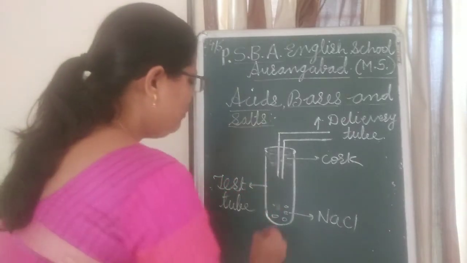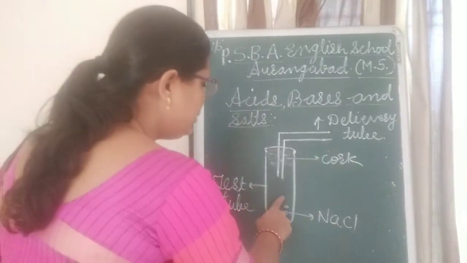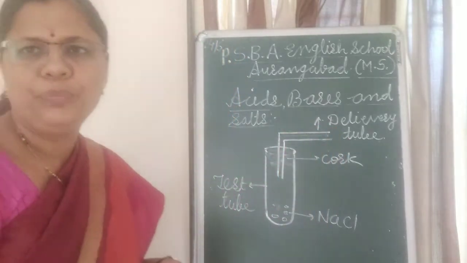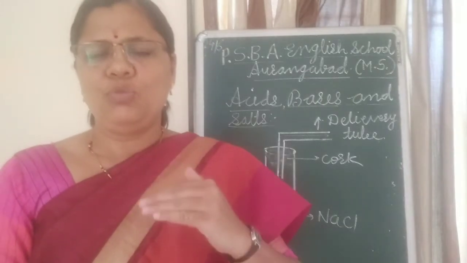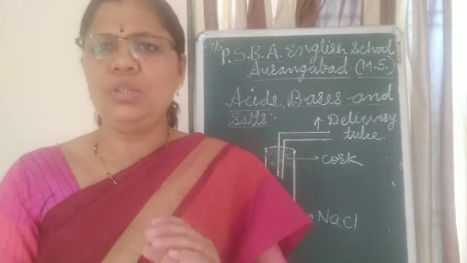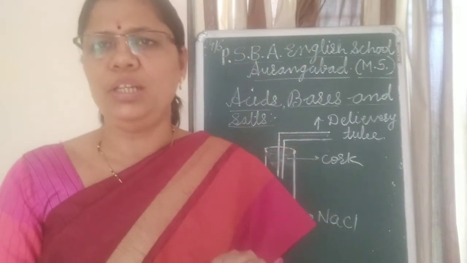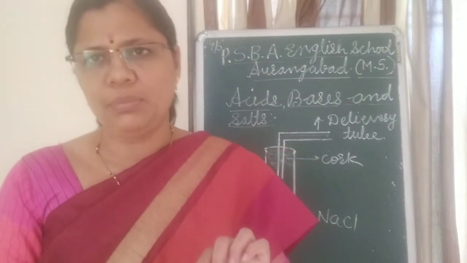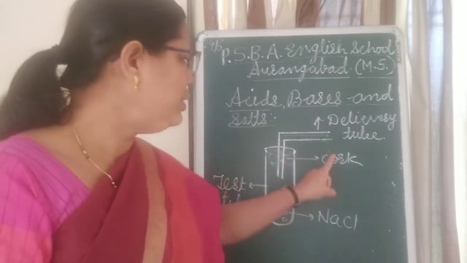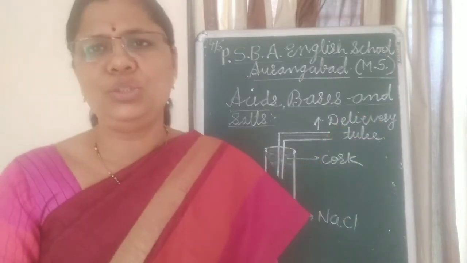Now what happens when we add the concentrated H2SO4 to NaCl? There is an evolution of gas, which comes through this delivery tube. Then we will understand which gas it is. When the gas is coming out through this delivery tube, we have to hold a blue litmus paper strip near the delivery tube. It should be dry blue litmus paper. If we hold the dry blue litmus paper near the delivery tube through which the gas is coming out, we find that there is no change.